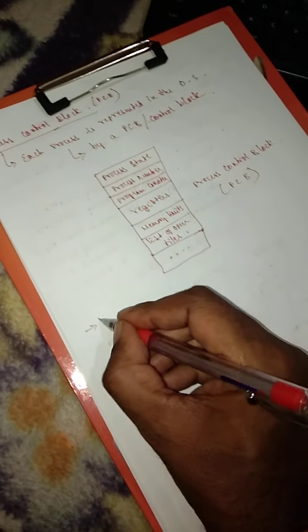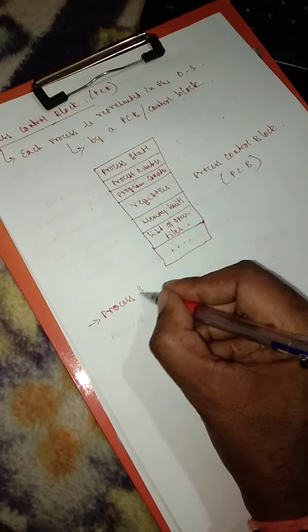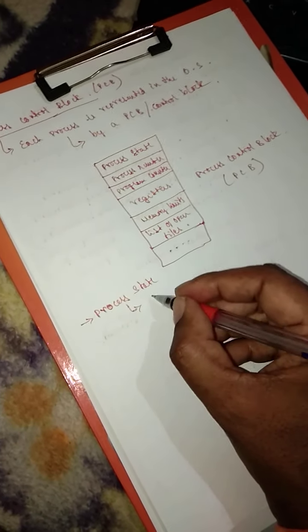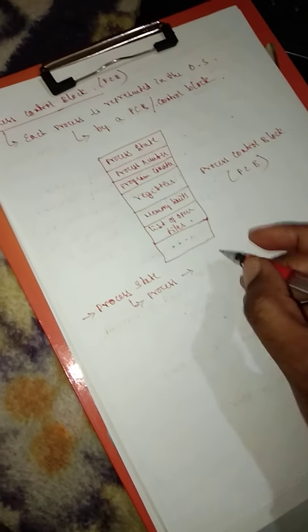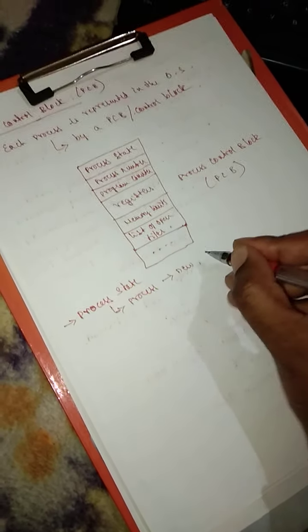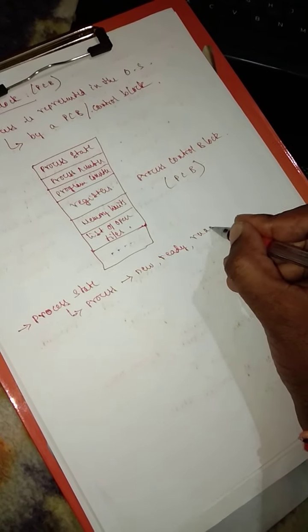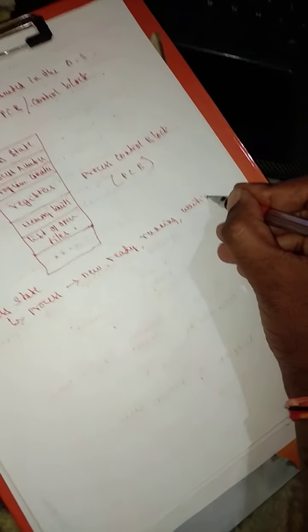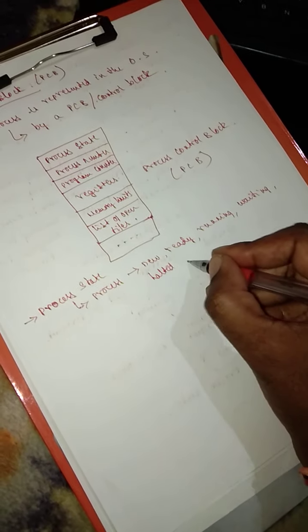Now when I take up the process state, this particular field signifies whether a particular process is in new state, ready state, running state, waiting state, as well as whether it is in halted state, and so on.